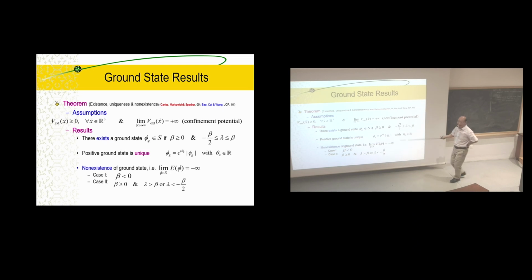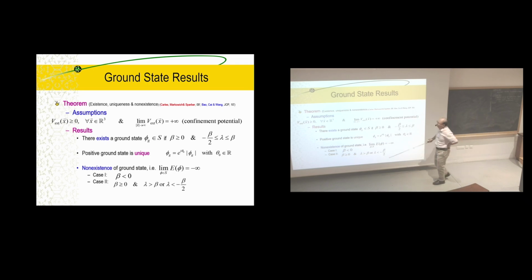Well, for the positive ground state, if phi g is the ground state, phi g can be written as the absolute value of phi g times exponential i theta 0, where theta 0 is a constant in space. So the positive ground state is unique. For this problem, you're given a confining potential V, as well as beta and lambda in this region, and the positive ground state is unique.